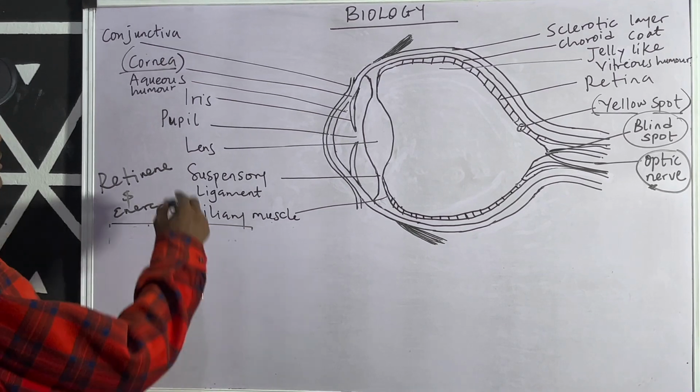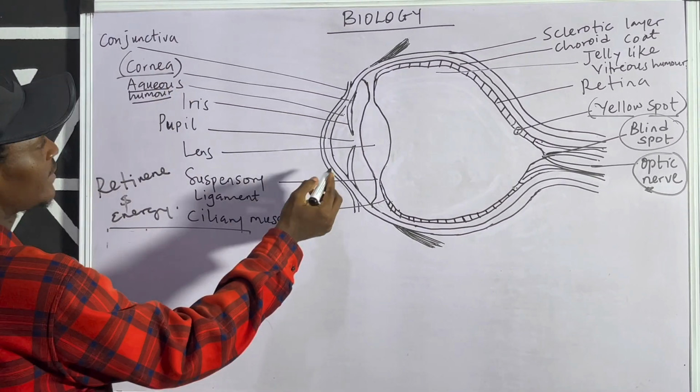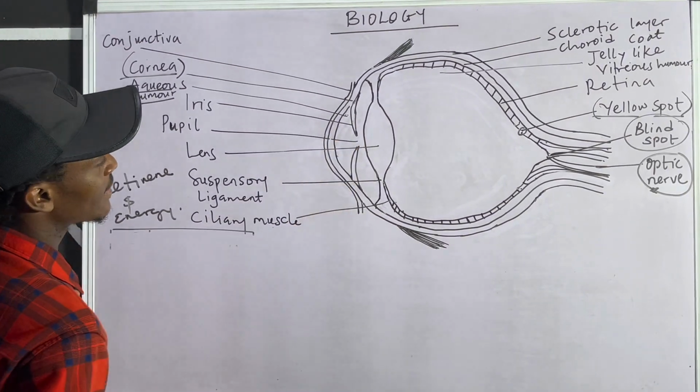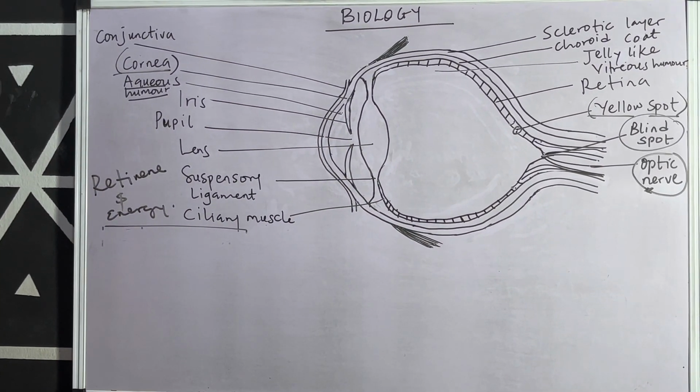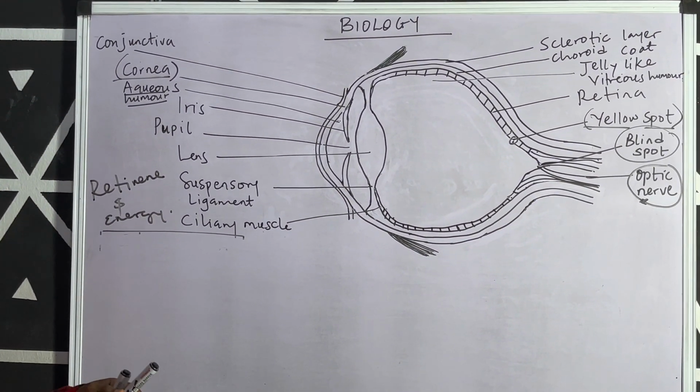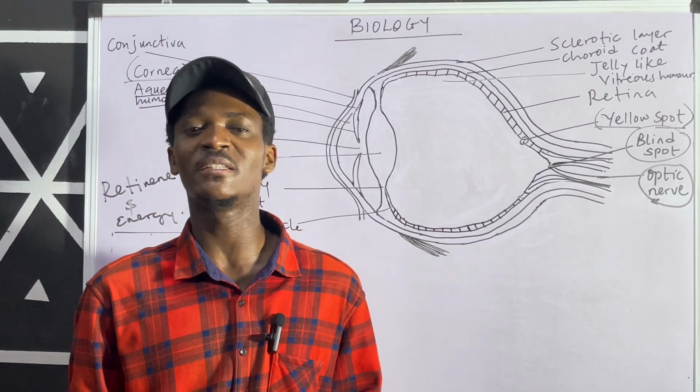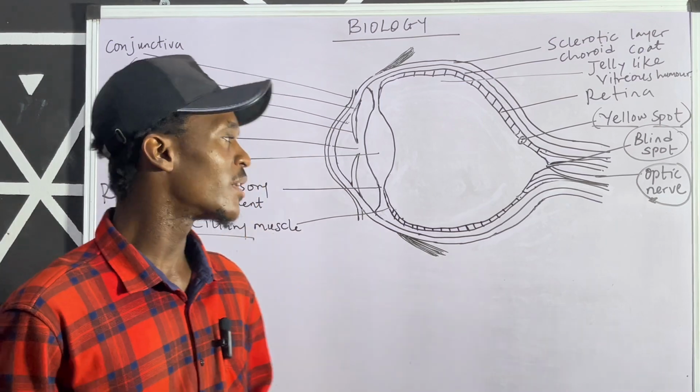All right. So this is a fluid, the fluid that is between the cornea and the lens, or you could say the iris in that case. All right. So that one is to bring about a protective measure as well as still function in bending of light rays.